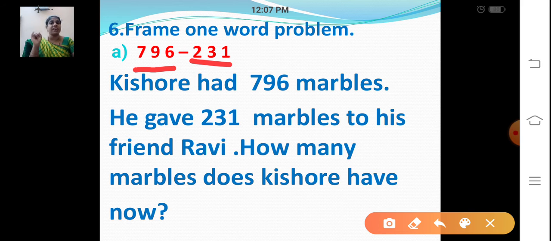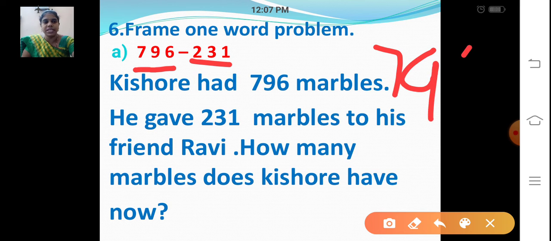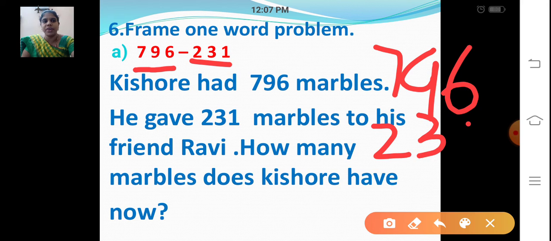So first Kishore was having 796 marbles. He gave 231 marbles to his friend Ravi. How many marbles does Kishore have now? How will you find out? Will you add or subtract? Subtraction, right? Before, he was having 796, and he has taken some of his marbles and given them to his friend Ravi. So his marbles will be subtracted. So how many are left over?